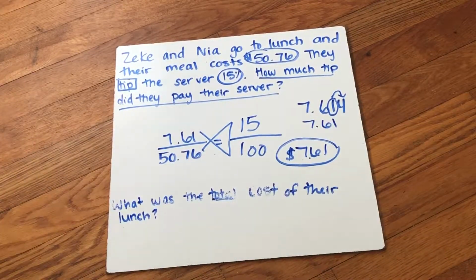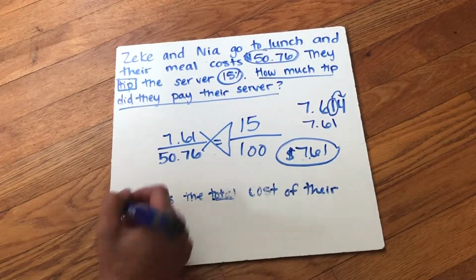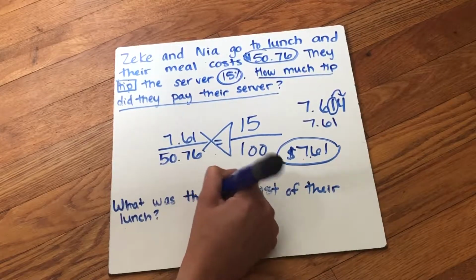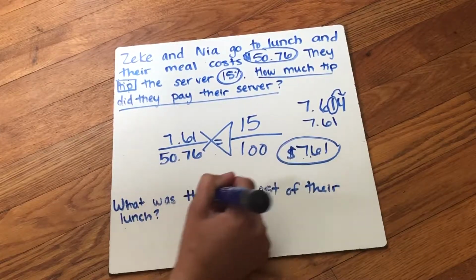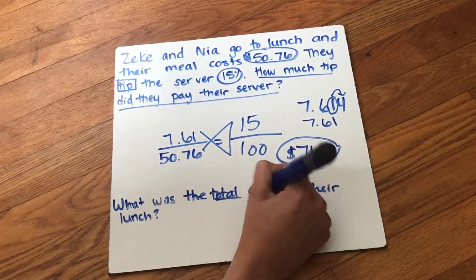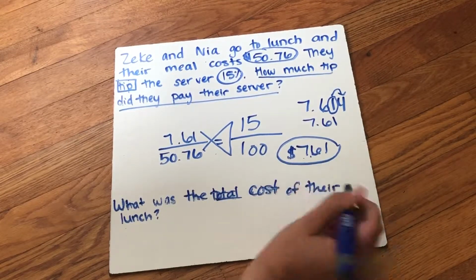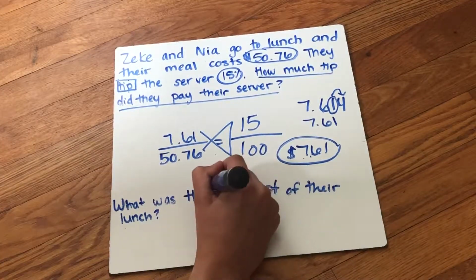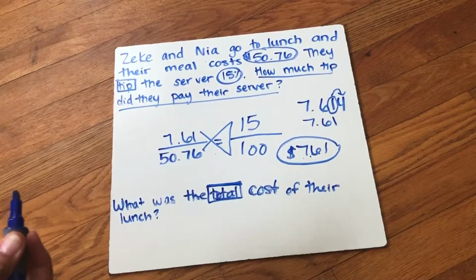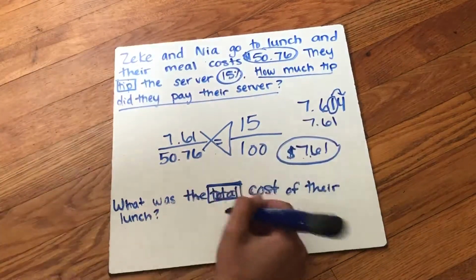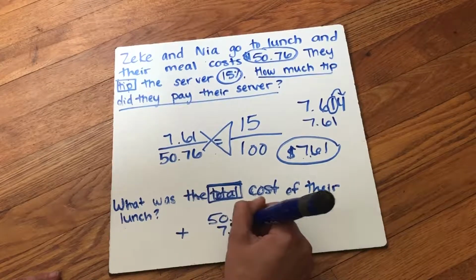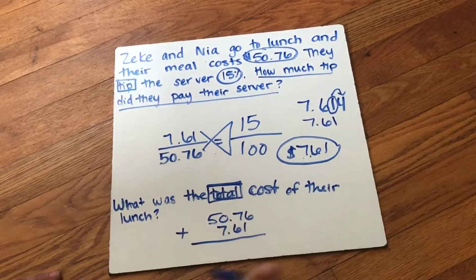Now, sometimes it doesn't just ask you how much did they tip. It might ask you what the total cost was. What was the total cost of their lunch? So if they ask me for the total, what they want me to do is take the price that they paid for their lunch, $50.76, and add the tip. This is how much they paid in total when they left that restaurant.